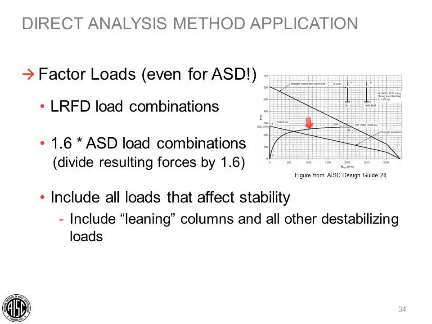If you're using LRFD, the standard LRFD load factors are applied. For instance, 1.4 dead or 1.2 dead plus 1.6 live. If you're using ASD, you'll need to factor all your loads up by 1.6, run your second order analysis, and then divide your resulting member forces by 1.6. Again, this is to accurately capture the structural behavior at the strength limit state. Just one more reason to switch to LRFD if you haven't already done so. Again, include all the loads that affect stability, including leaning columns and all other destabilizing loads or effects.